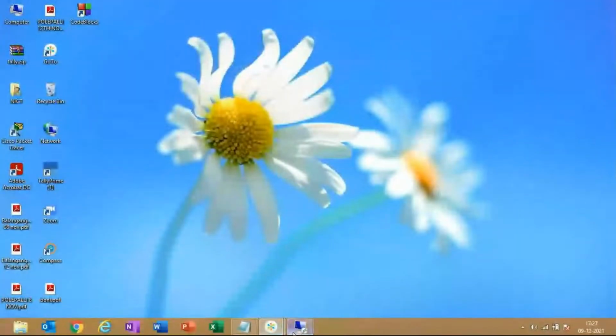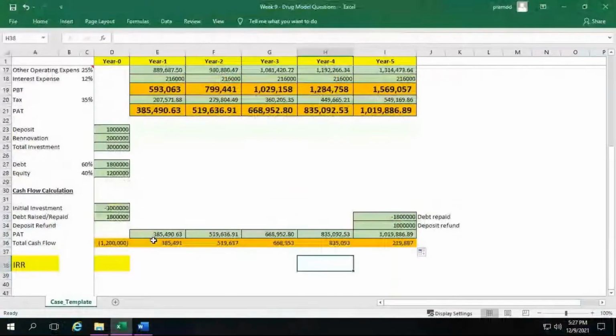Okay. So this much you do. The last will be IRR. So by seeing the IRR only, you can understand whether you can... can you go please repeat?